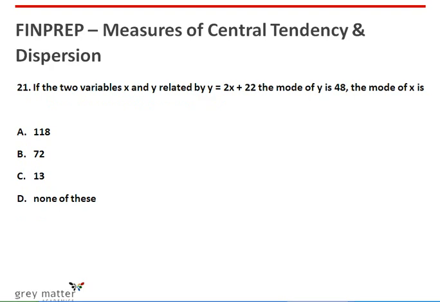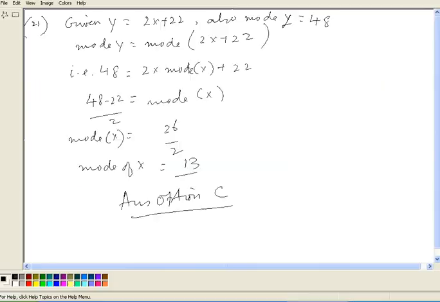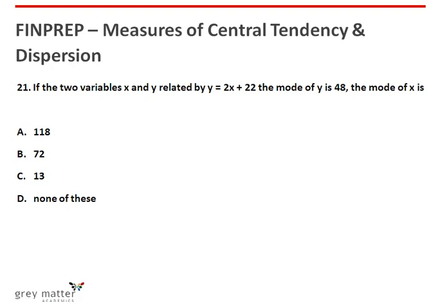21. If the two variables x and y are related by y equal to 2x plus 22, given the mode of y is 48, we need to calculate mode of x. Going to our worksheet, given y equal to 2x plus 22, also mode y is 48, then mode of y is mode of 2x plus 22. Now 48 will be equal to 2 times mode of x plus 22, and when we work out on simplification, we get mode of x to be equal to 13. Our answer is option C. Going to our PowerPoint presentation, it is option C, which says 13.